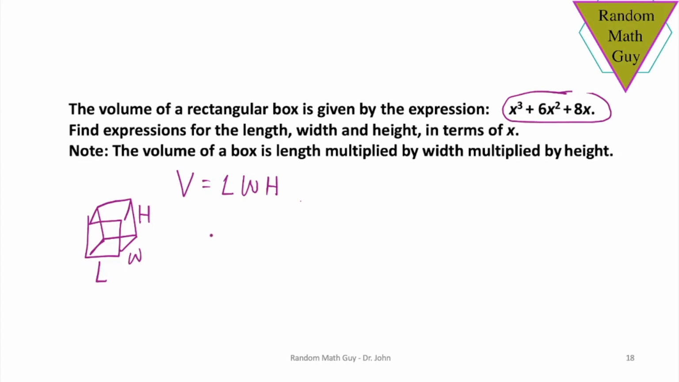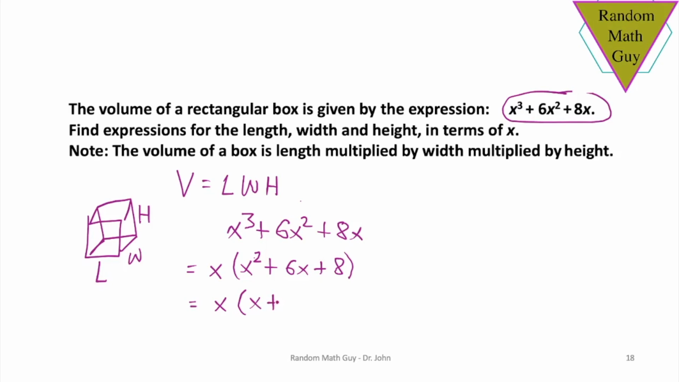So let's take a look here. We have x cubed plus 6x squared plus 8x. Take out that x right away. It's a common factor. And that leaves you with x squared plus 6x plus 8. We've seen this factoring twice already today. All right. That's 2 and 4. Two numbers that multiply to 8 and add to 6. 2 and 4. There you go.